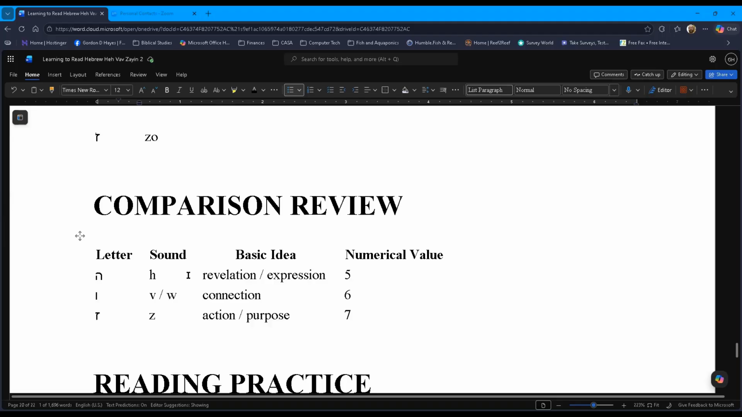So, comparison review on these. The Hey is revelation, expression, the number 5. The Vav is a v, or in some cases a w, connection, number 6. And the Zayin is a z sound with action and purpose in the number 7.